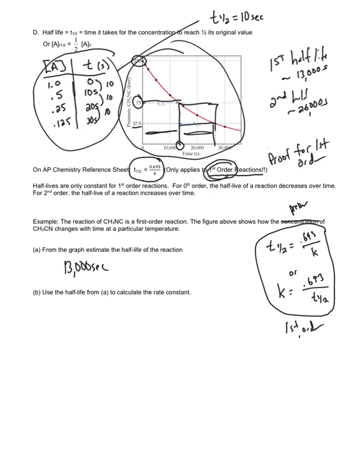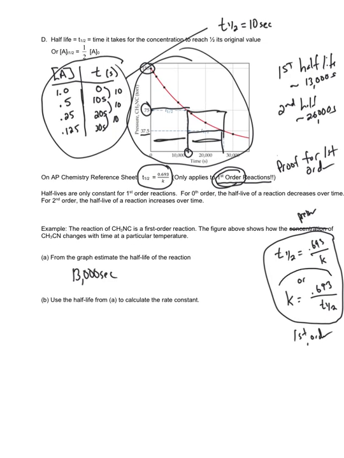I have seen a national exam where they use this graph and they say, does the graph support that the reaction is first order? In this case, you would say yes, because the half-lives are consistently the same amount of time, 13,000 seconds. Okay, so now use the half-life to calculate the rate constant.